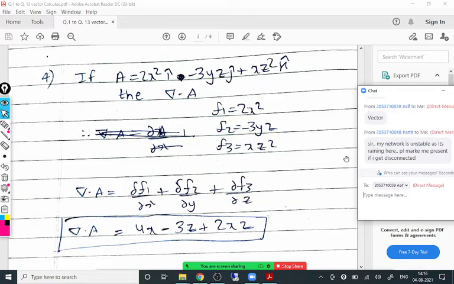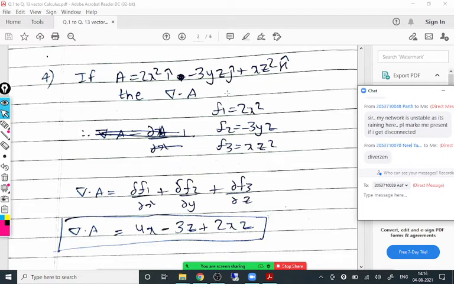Okay. So Parth is saying he has the network issue, so mark me present, no issue. Okay. So we have to calculate a gradient of, is it a gradient now? Del dot A, it is a del dot A bar. It is not del A, it is a del dot A bar. So del dot A bar is known as, it is a divergence. Okay. Correct. Yes, correct, Neil.